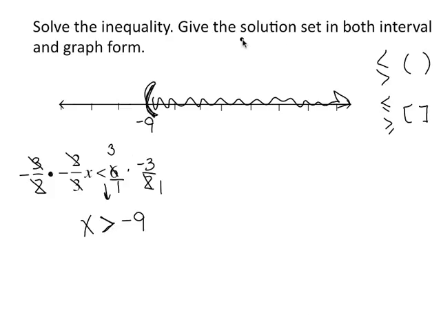So it's asking us to give the solution set in both interval and graph form. So this is the graph form. To write it in interval form, we just take that open parenthesis, negative 9. So basically we just move it up here, and then comma, all the way to infinity. So positive infinity. And with infinity, you never use a bracket. You always use the parenthesis next to infinity. So this would be the solution set in interval notation, and this would be the graph form of this problem.